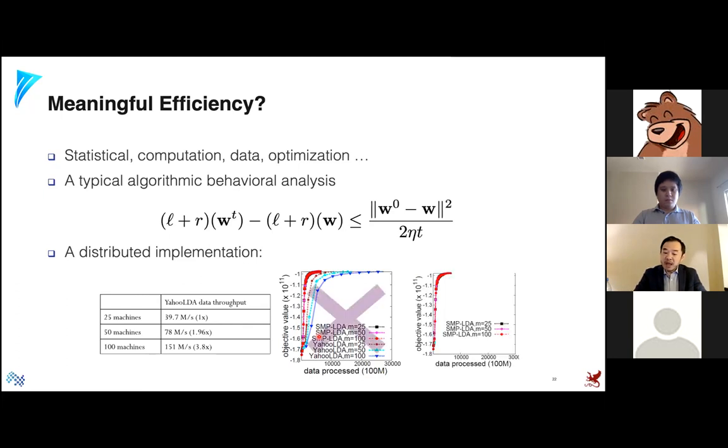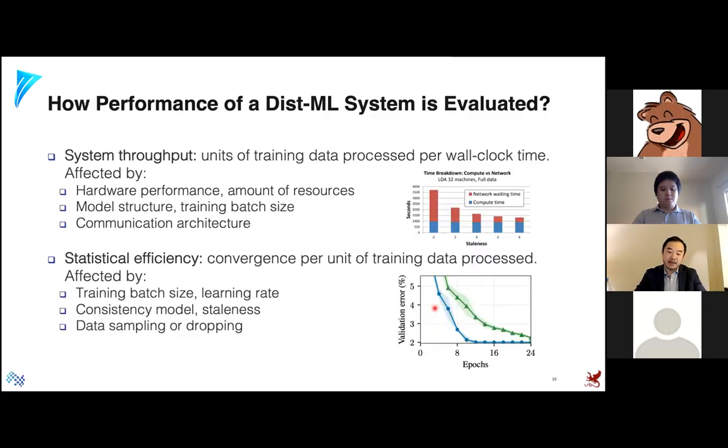What you really want to see happening is that regardless of whether you use 25 machines, 50 machines, or 100 machines, you have the same rate of convergence with respect to the amount of data. Then the higher throughput you obtained from more machines can generate a meaningful reward, leading to faster convergence. So our problem is how to achieve that by designing the right system, which ensures that the quality of data processing is not compromised. And that leads to an interesting way of looking into this dichotomy of system evaluation.